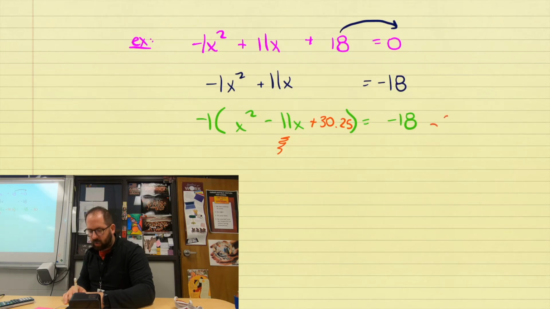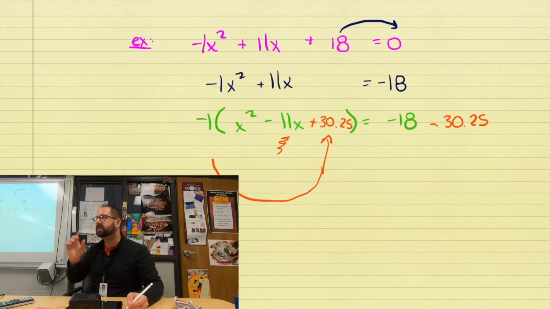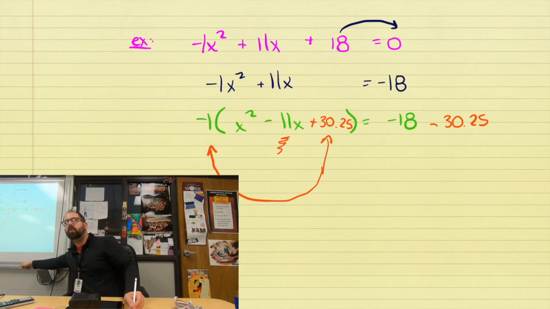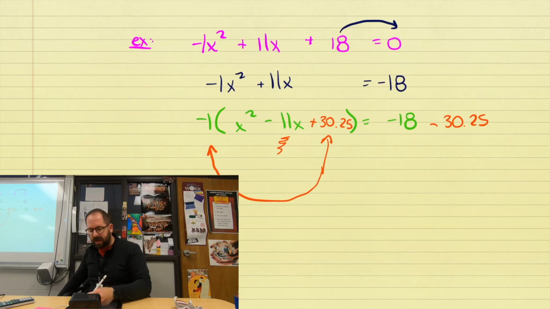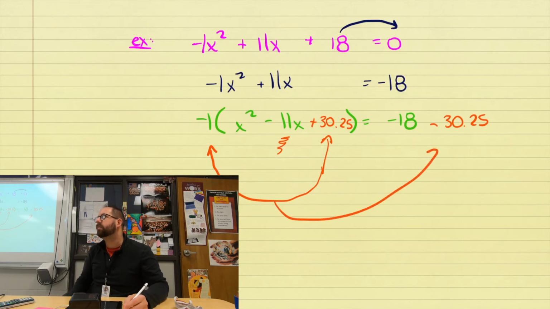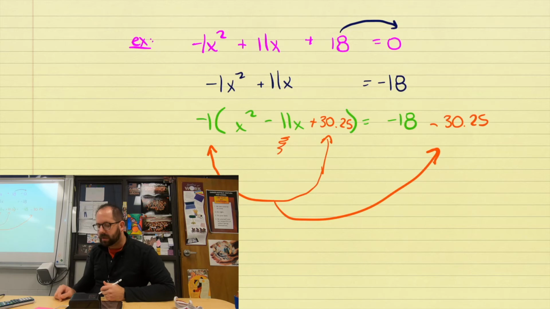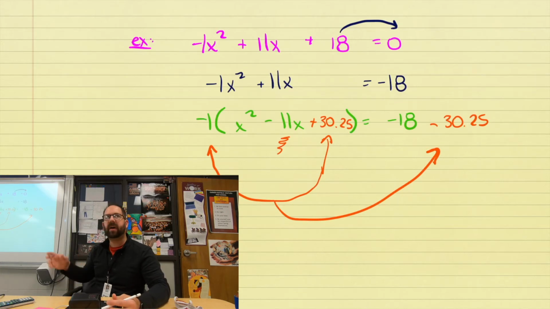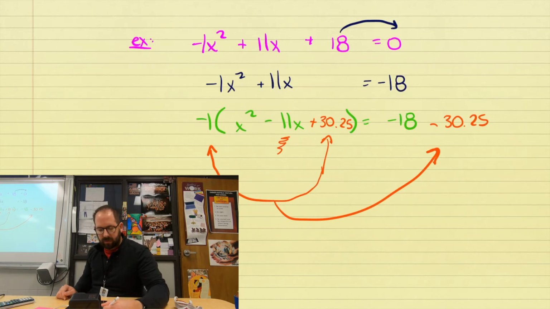-30.25. Here's why. Because you have to take whatever this number is, half the middle squared, you have to take it times the number out front, because that technically would distribute through, and that's the number that you magically added to this side. I'm adding a negative number to the other side because of that 30 times the -1. If that was a 2 out front, fine, 30.25 times 2, and then add that to the other side, whatever that is.